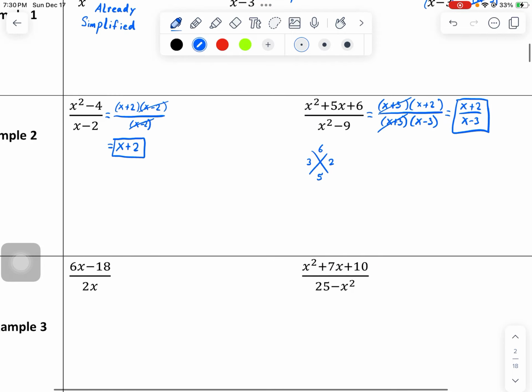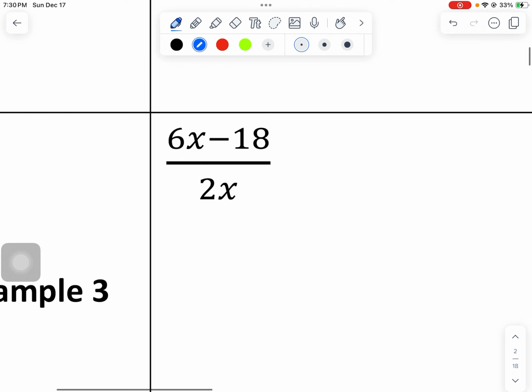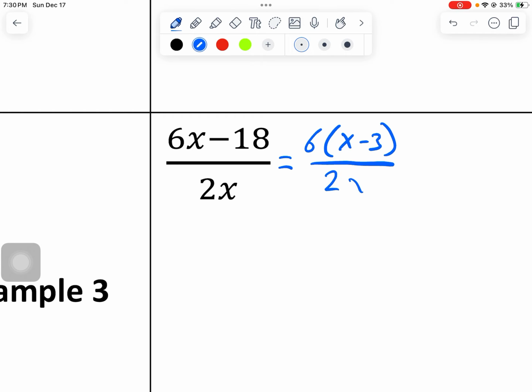All right, a couple more here before we're done. 6x minus 18 over 2x. Always look for the greatest common factor. We're going to see this a lot, where it's not going to be immediate what the answer should be. So on the top, we can take out a 6 from 6x and 18, and you're left with x minus 3 over 2x. Now, x isn't going to go away, but we can take 2 out of 6, and then we'd be left with 3.